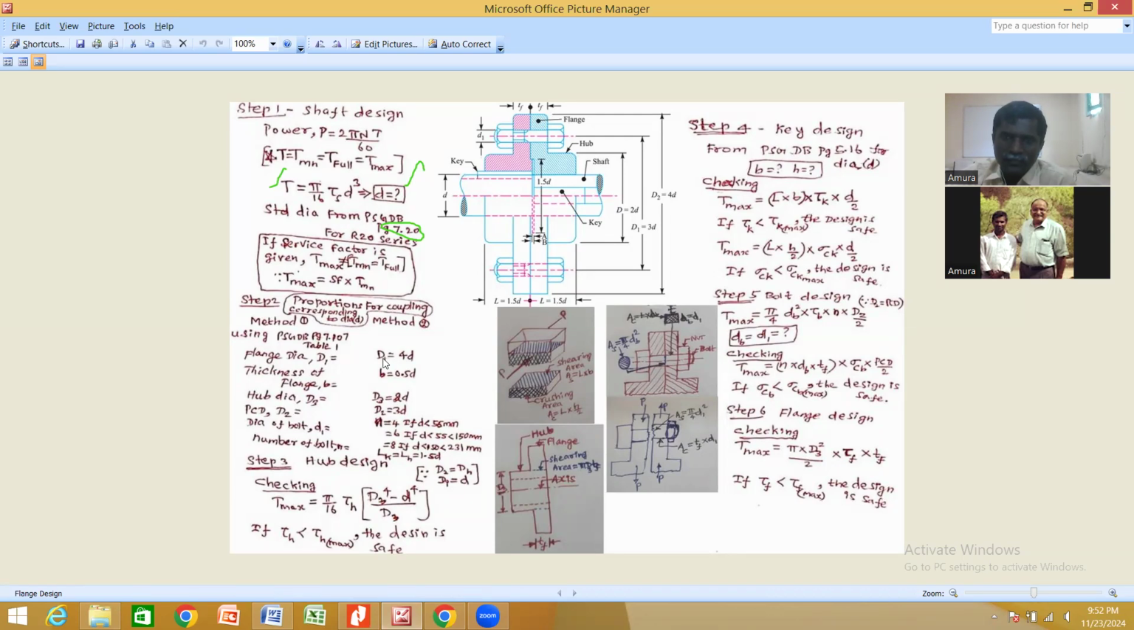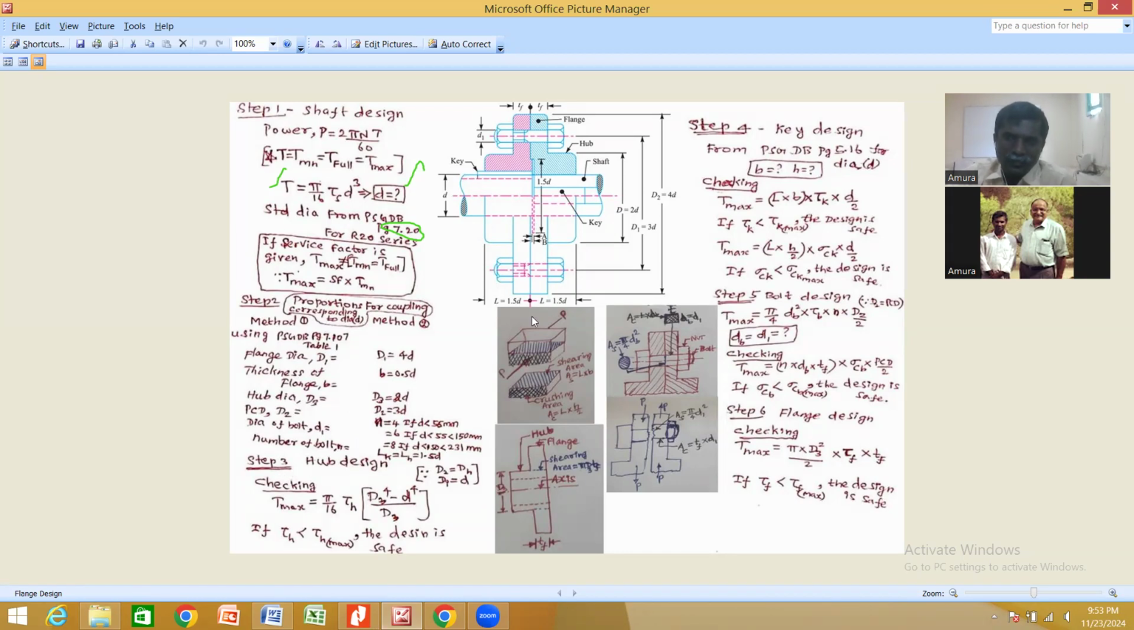If I am taking the flange diameter, it becomes 4 into the diameter of the shaft. Thickness of the flange is 0.5D and pitch circle diameter is 3D. Hub diameter is 2D. The number of bolts, corresponding to your diameter range, we have to choose 4, 6 or 8. And the length of the key or hub is going to be 1.5D. These are the proportions we have to take before going for the actual design of other components of the flange coupling.